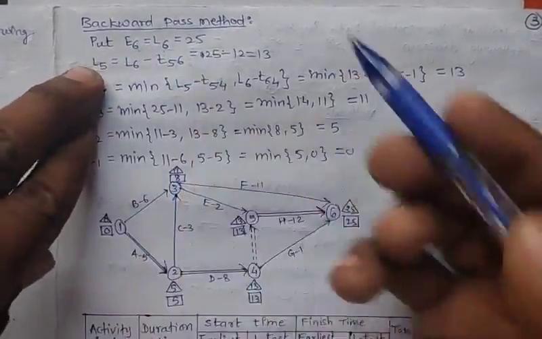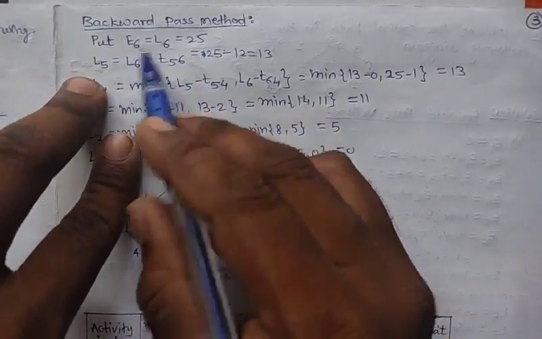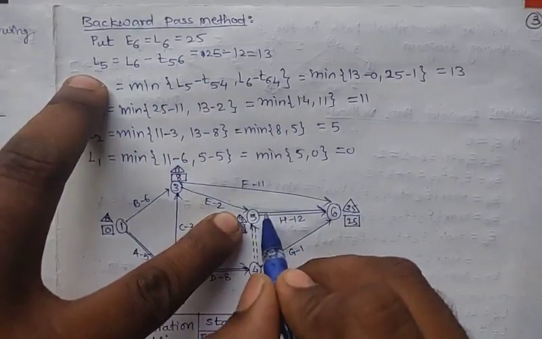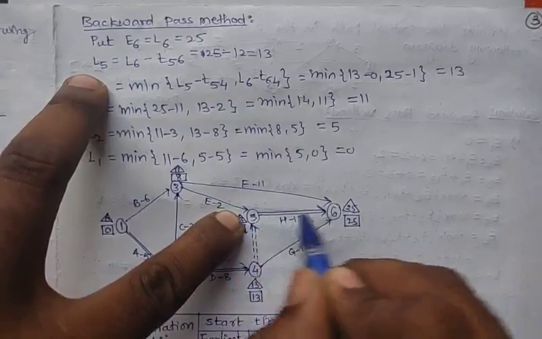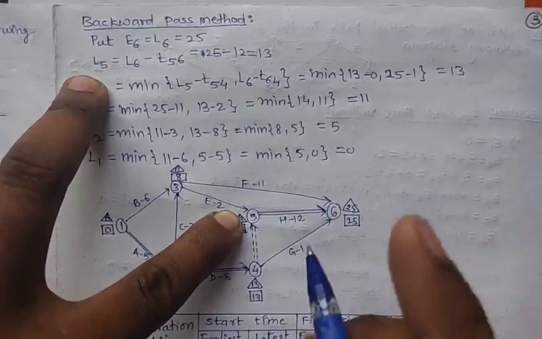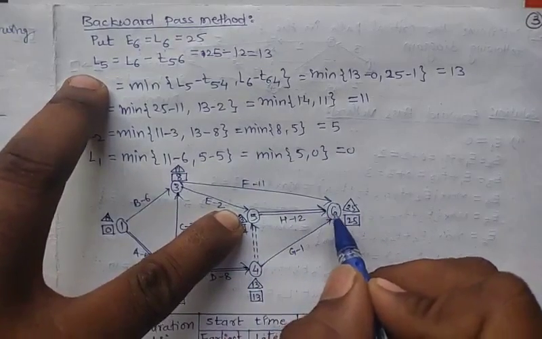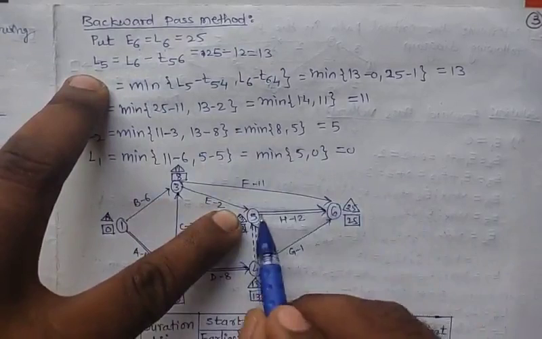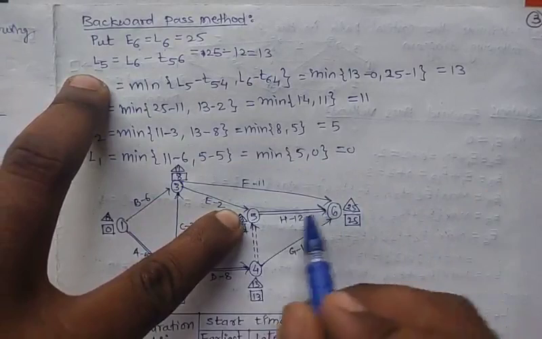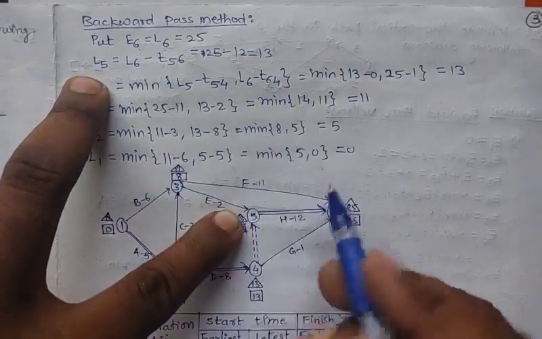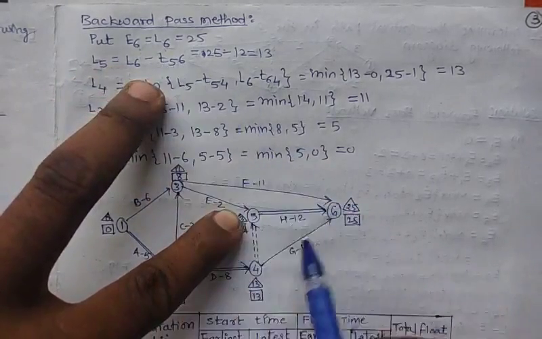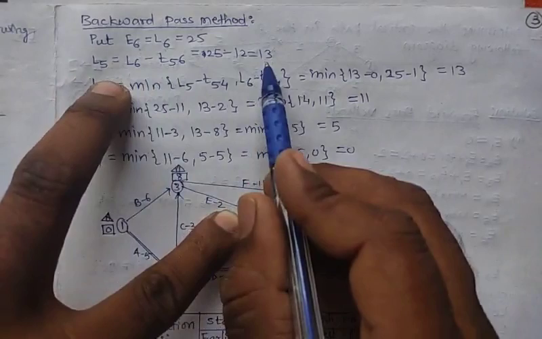Next from L6 we will calculate L5. Now, how many outgoing arrows are there from 5? From 5 there is only one outgoing arrow, to 6. So we get the formula L6 minus this duration, because from 5 there is only one outgoing arrow, which is L6 minus T56. So L6 has value 25, and 25 minus T56, where the distance is 12, so we get L5 is 13.